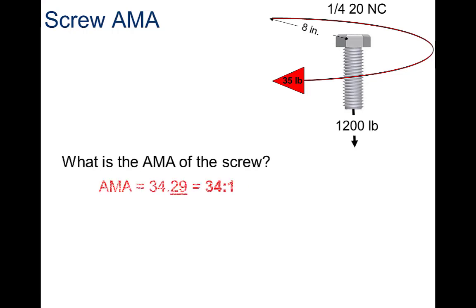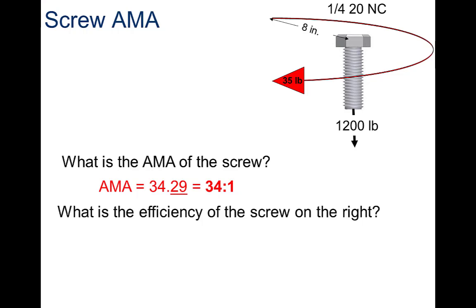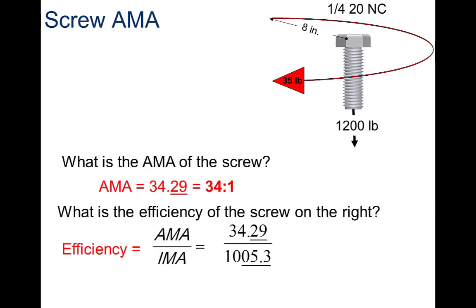So what's the AMA of the screw? 34. Think about that. 1200 divided by 35, or 1200 divided by 30 is about 40, right? So you can pretty quickly see that 34 makes sense. What's the efficiency of the screw? What did we say the IMA was? Okay, the efficiency is 34 over 1,000.